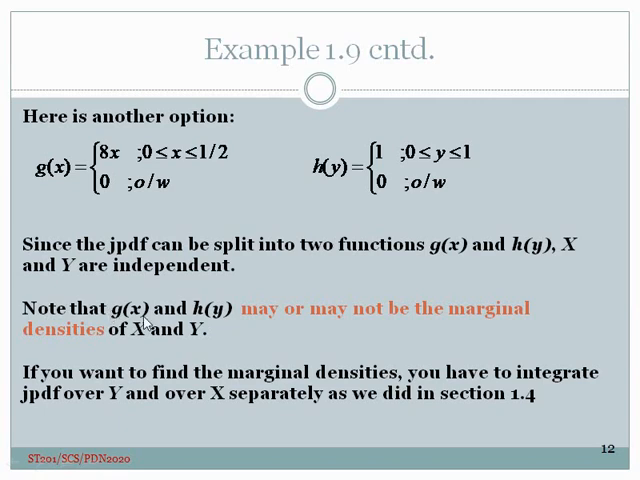Note that g(x) and h(y) may or may not be the marginal densities of x and y. If you want to find the marginal densities, you have to integrate the given JPDF over y and over x separately as we did in section 1.4. After that also, you can show that x and y are independent if the condition is satisfied.